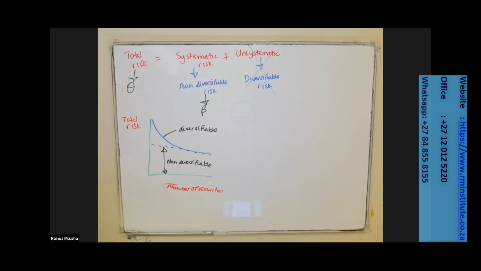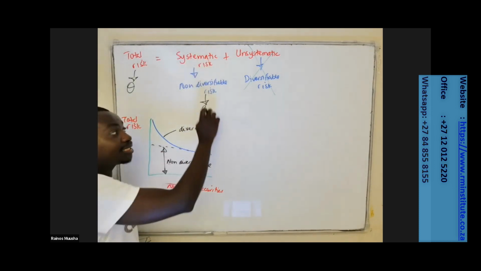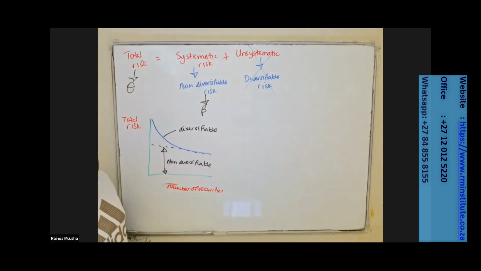So one concept which takes into account the assumption that your portfolio is fully diversified and the only risk that is going to be left in this particular portfolio is your systematic risk, is the capital asset pricing model.